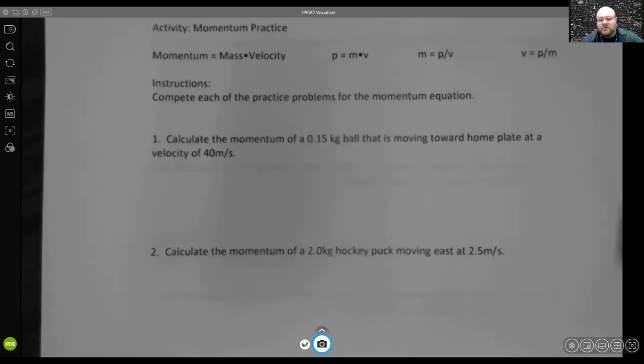Okay, here are some examples very similar to the ones you will be doing in your assignment. Let's just read through them and we'll work through them together.